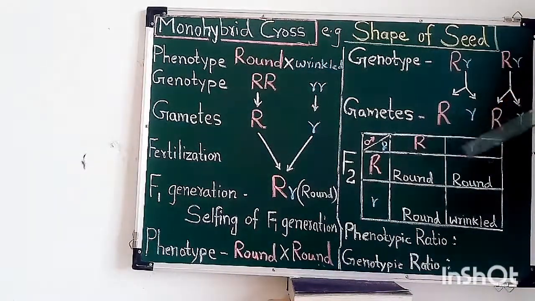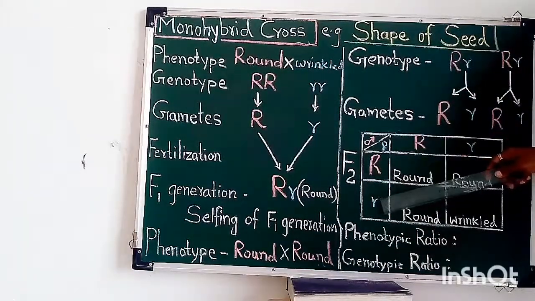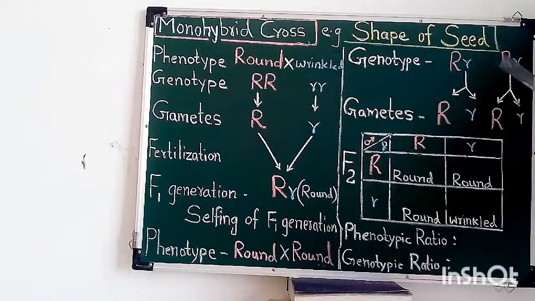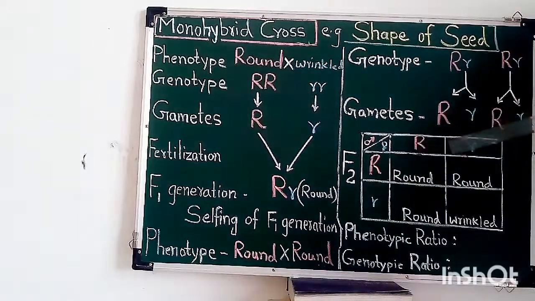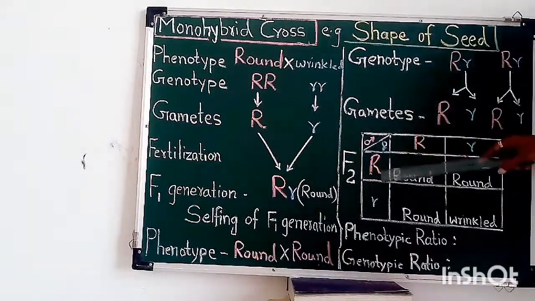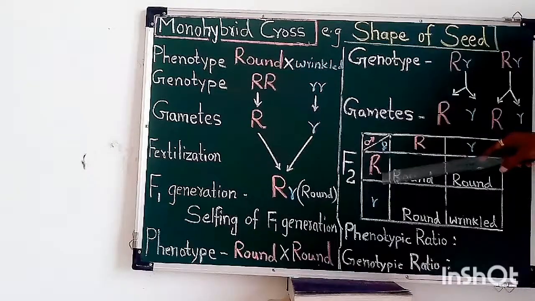Now on this side of the checkerboard we have written the gametes of the male parent, and on this side of the checkerboard we have written the gametes of the female parent. Means both the parents' gametes are written in the checkerboard. Now the next step is we have to predict the progeny.